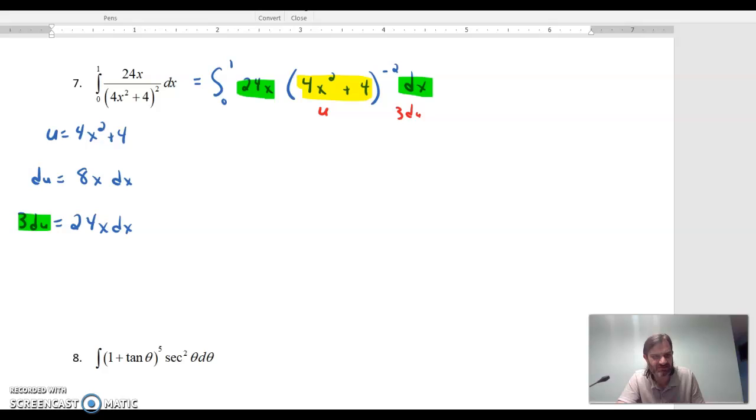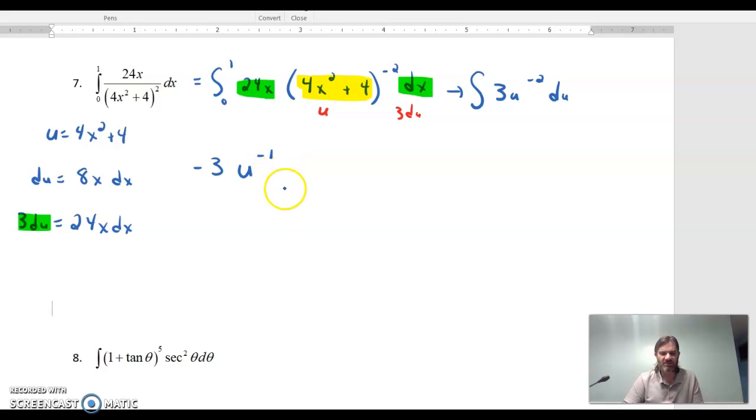So when I replace, one thing that's kind of important here is that I don't carry the 1 and the 0, since they're not u's, they're x's. So let's just say we're going to carry this over, and we'll figure that out in a little bit. But this is going to be 3u to the negative 2 du. And that takes care of everything. So when I integrate that in terms of u, it'll go up to the negative 1, divide by a negative 1, so it'll be negative 3u to the negative 1.